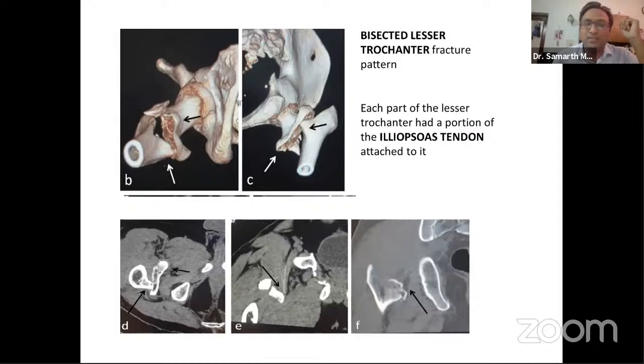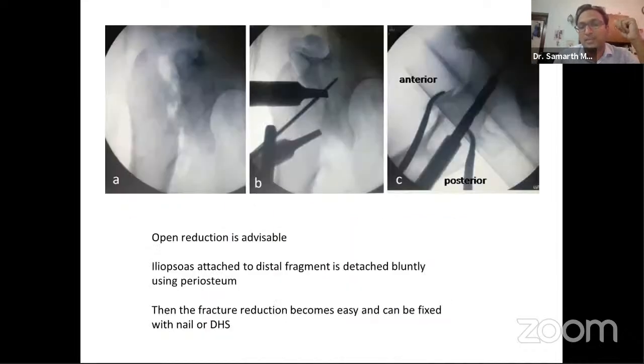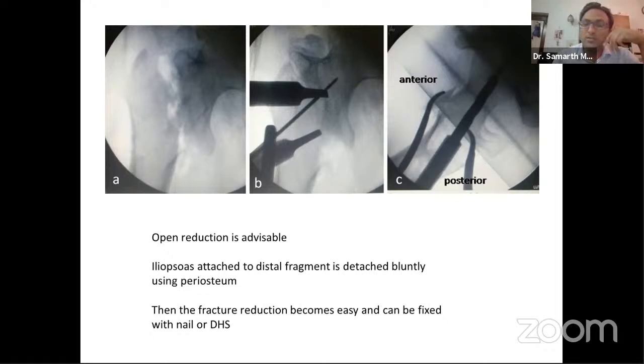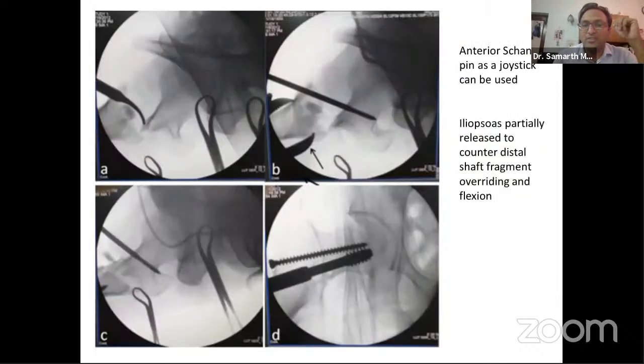Obviously, we did not give it a very fancy name like the epsilon type, which has now become very popular, but we had described a similar fracture type where the iliopsoas tendon gets attached and gets into the way. And we had also described how to pull the iliopsoas tendon out, or take a blunt Hohmann and use it to pull off the psoas tendon and get a good reduction. Once they're reduced, they can be fixed with either a nail or a plate, whatever is the surgeon's preference. In the same paper, we have described a lot of other fracture types.